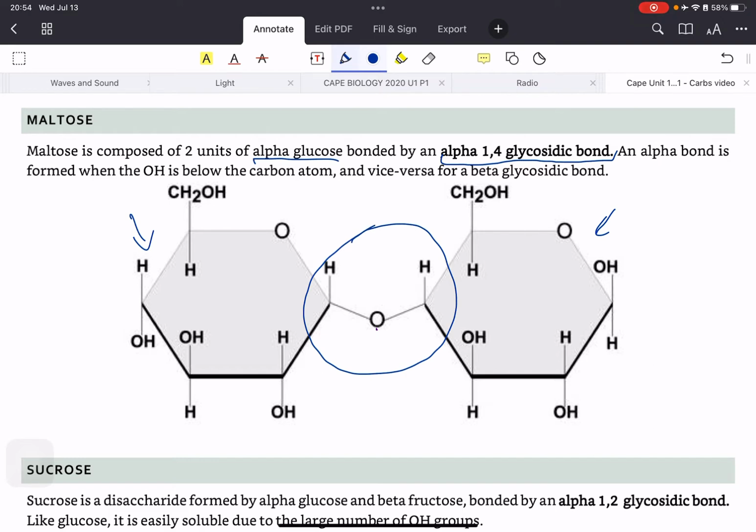Now in this molecule, this is the first carbon atom, while in the molecule on the right, this will be the first carbon. So let's see which carbons are used here. So this will be C4. Now notice we have the first C and the fourth C here. And what is the name of the bond? A 1,4 glycosidic bond. So that's where you get the number from, which carbon atoms participate in the bond.